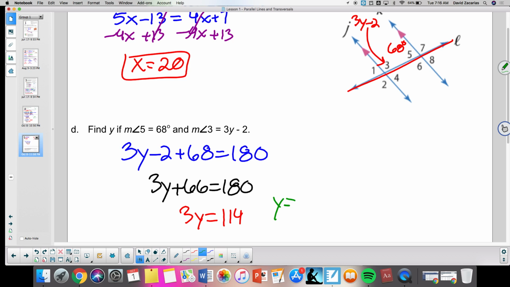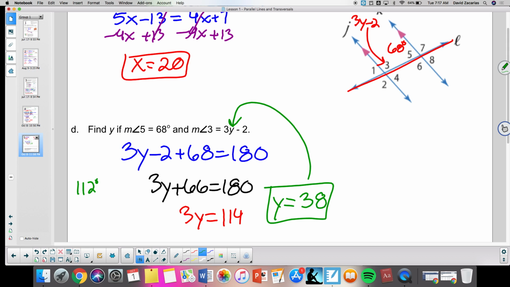meaning that y, when you divide by 3, what is that? That's 38. And if you're in doubt, just plug it back in, and we should get, if you did it right, 112 because those add up to 180. So there you go. So this is what you do when you're dealing with transversals and especially crossing parallel lines.